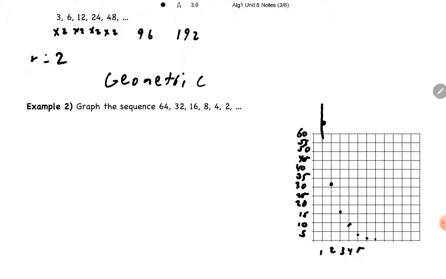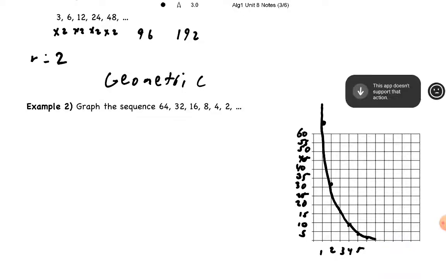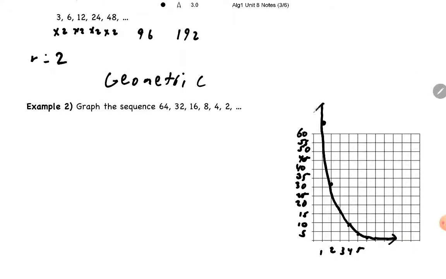So this is an exponential, if you remember the curve. And also it keeps approaching 0 but never touches. Exponential. Arithmetic would be a linear line.